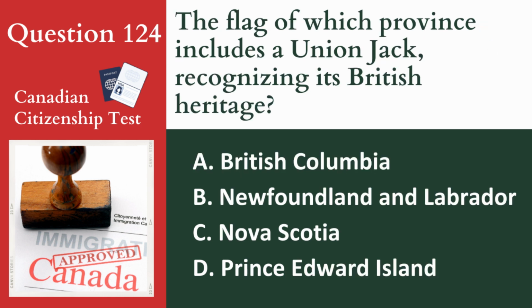Question 124. The flag of which province includes a Union Jack, recognizing its British heritage? A. British Columbia. B. Newfoundland and Labrador. C. Nova Scotia. D. Prince Edward Island. Answer B. Newfoundland and Labrador. The flag of Newfoundland and Labrador features a stylized Union Jack as a nod to the province's British roots.